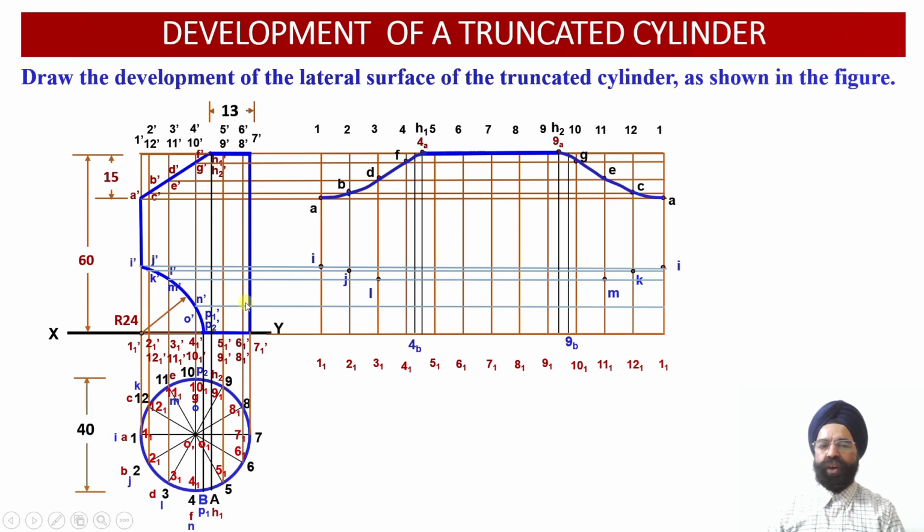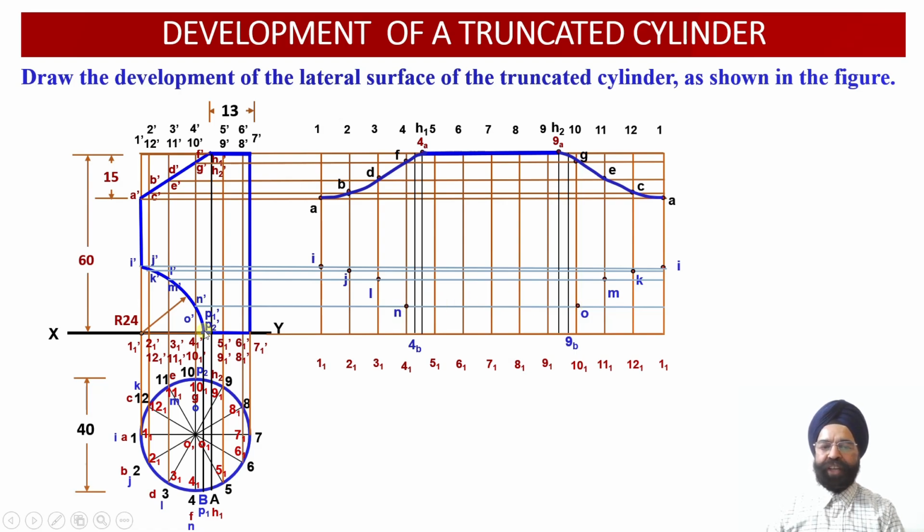Once we have drawn the horizontal projector through these 2 points of intersection, N dash and O dash, let us evaluate the intersection of this horizontal projector with 4, 4 1. It is this orange line. So this point will be point N over here. Similarly, let us evaluate the intersection of this horizontal projector line with this vertical generator, that is 10, 10 1 over here. So this point will be the point O.